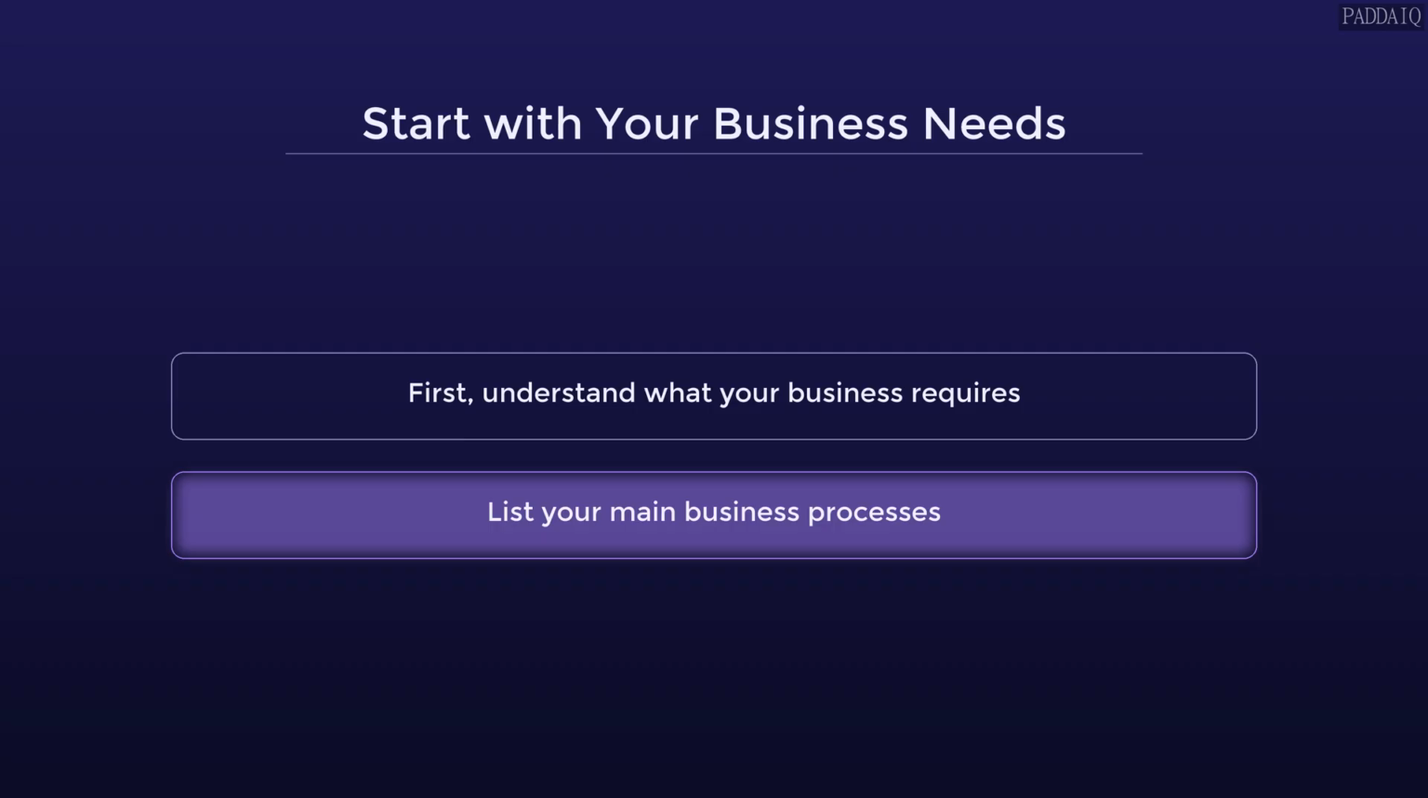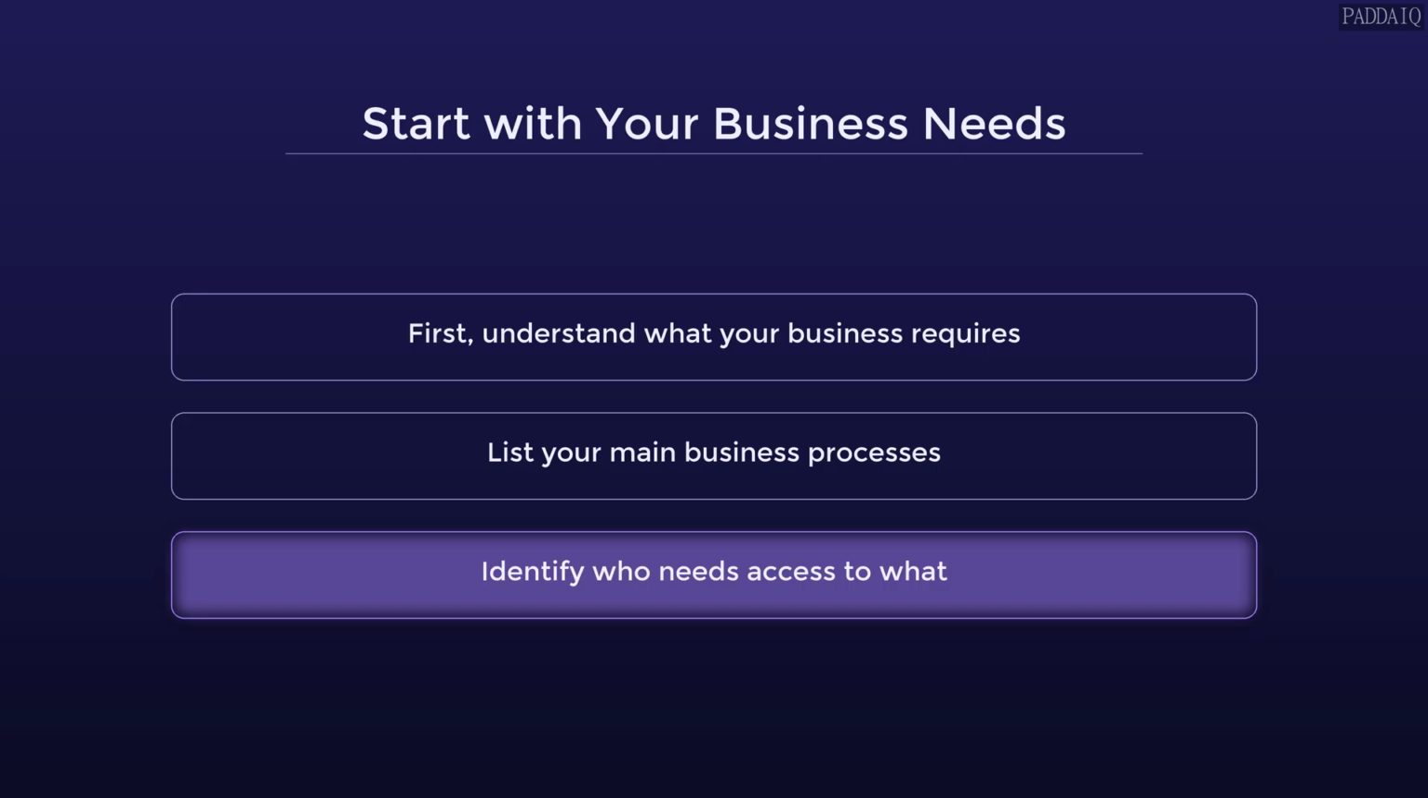List your main business processes. This means identifying the core activities your company performs daily. For example, a retail store would list steps like purchasing inventory, selling products, and managing customer returns. Clearly defining these processes is the essential first step to effectively using SAP BTP to improve them.